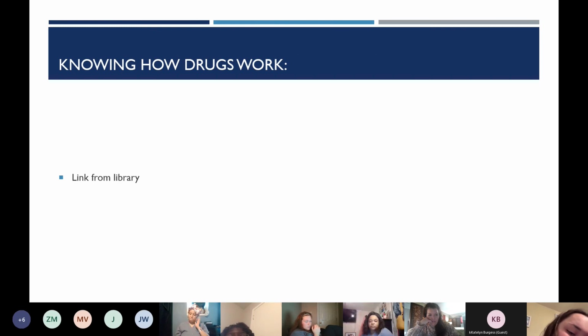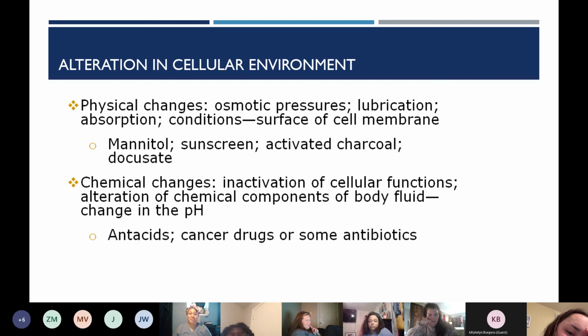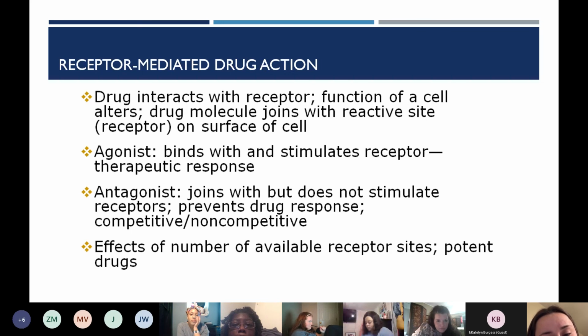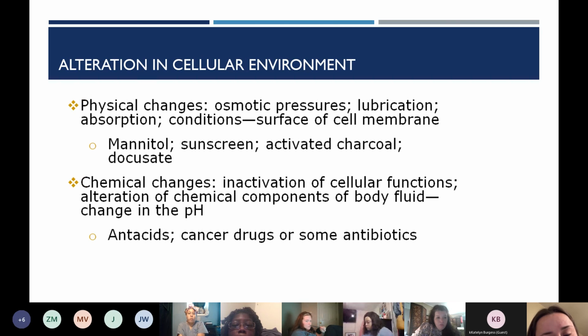All right. I don't even know what this link from library page is, so just ignore that. All right. So this is how medications work, but I think we're going to skip these slides right now. So hang tight. Let me see. Okay. For now, we're going to skip slide. It's going to hurt your brain.